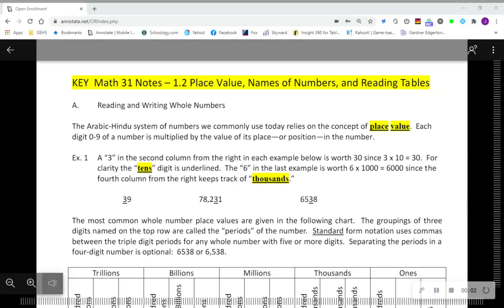Okay, welcome to the first note set in Math 31. This is section 1.2, and in this section we're going to be looking at place value, names of numbers, and we'll do a little bit of table reading.